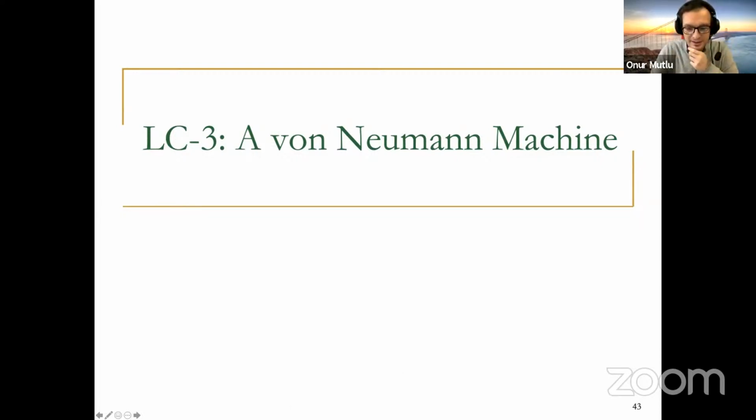Okay, I think we can get started again. So now we built up to the von Neumann machine, and I'm going to go into LC3, which is an example of a von Neumann machine. And then we're going to see examples from both LC3 and MIPS.